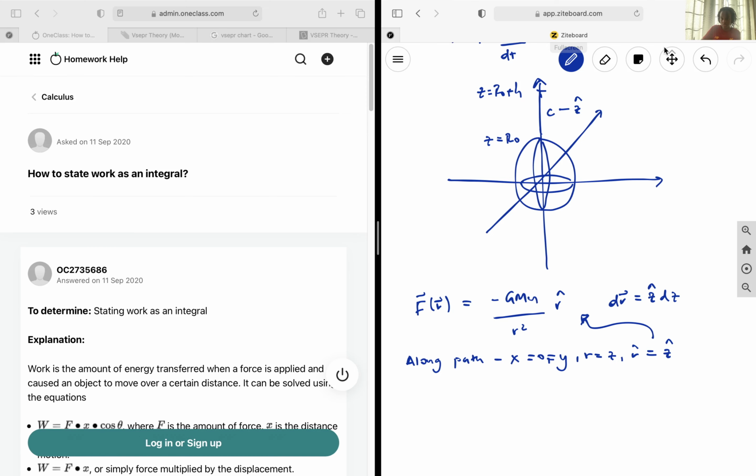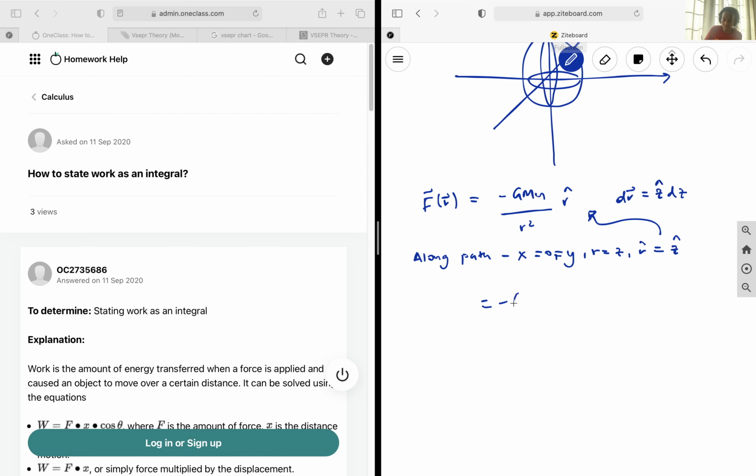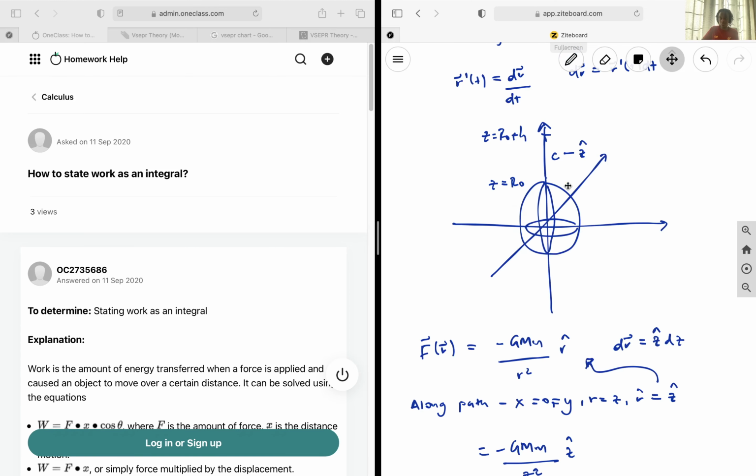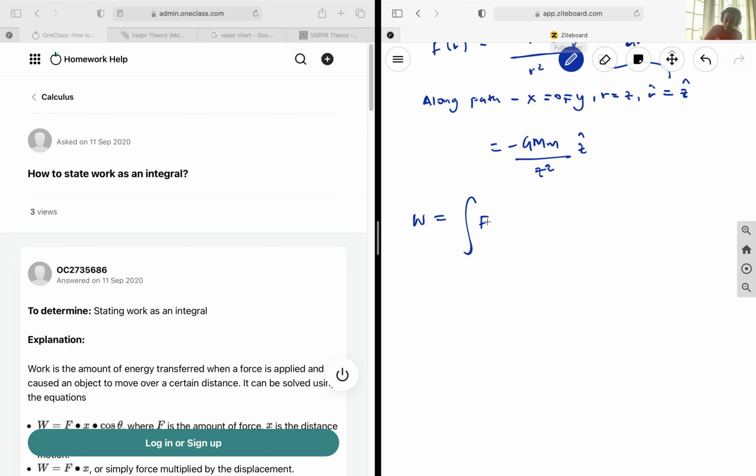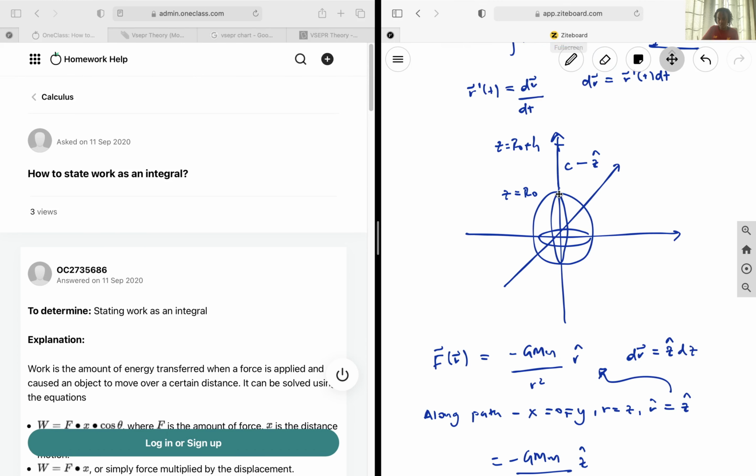And so now we just put that into this to get negative GMm over z squared z hat. Okay, and so now we're just going to put all of that into the equation we found for the work done. So the work done is going to be equal to the integral of F dot dr is what we found. And so that is going to be the integral of negative GMm over z squared z hat. And then we know dr is going to be z hat dz. And so when we take the dot product of those two, it's going to be from z equal to R0 to z equal to R0 plus h, because we're finding how much work is done in between here and here.